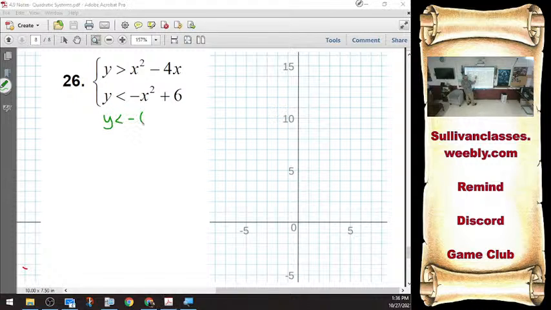So, this one I'm just going to say, how about like this? Maybe that helps us, that we're going to go up 6, and it's going to go downward from there. Solid or dotted? Dotted. Shade up or down? Down.